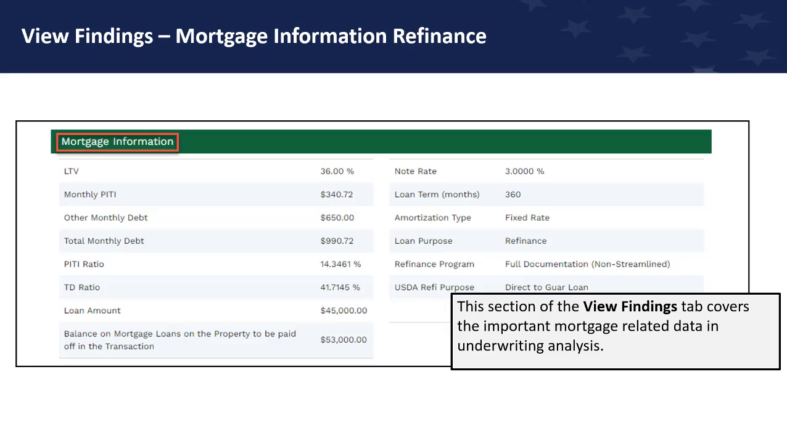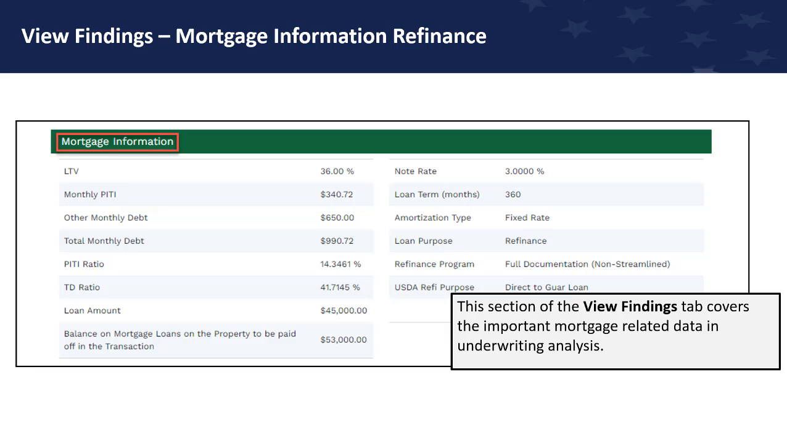The total of all monthly debts, excluding PITI, is listed under other monthly debt. The PITI and other monthly debts are combined to calculate the total monthly debt. These figures can quickly assist lenders and underwriters to confirm calculations to ensure data is true, accurate, and complete.